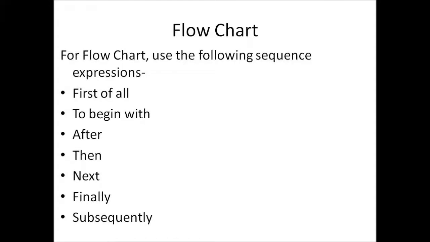In a flowchart, you have to look at the illustration and work out what the stages are and the order that things happen. This should be fairly obvious. Just look for the starting point. Organize your information clearly and describe each stage. You need to put everything in a logical order. So use sequence expressions like first of all, to begin with, after, then, next, finally, subsequently.